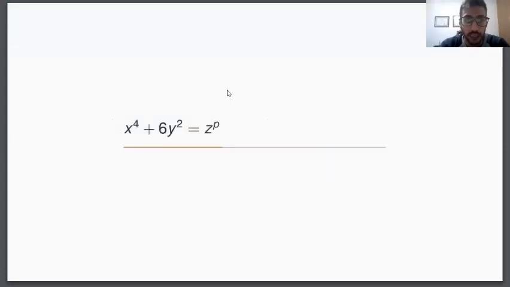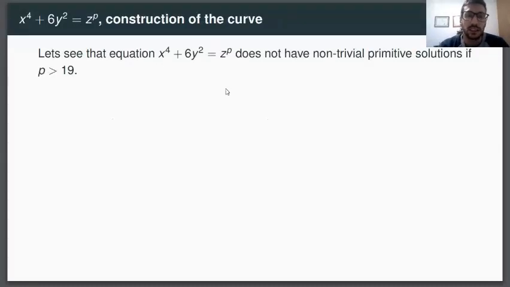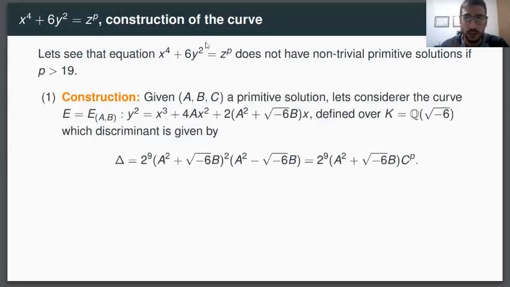So let me show this. If we put d equals 6, let's see that this equation does not have non-trivial primitive solutions if p is bigger than 18. So let's follow the steps of the modular method. Suppose that we have a solution a, b, c, and let's consider this curve, and notice that it is not a rational curve. It is defined over an imaginary quadratic field.